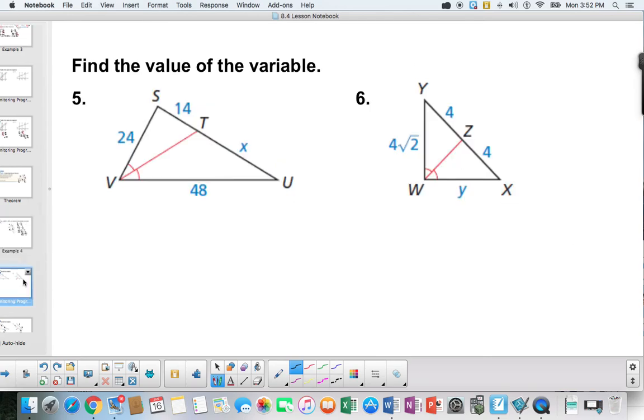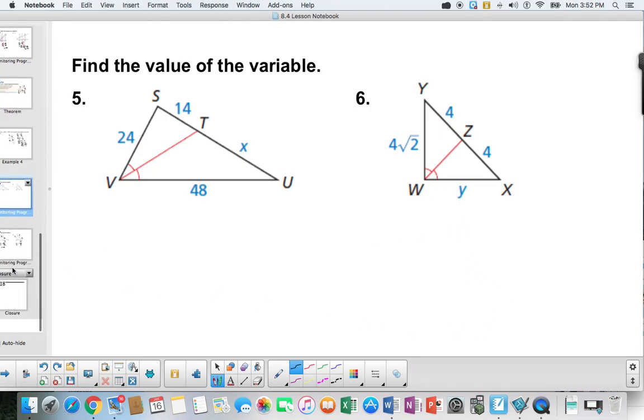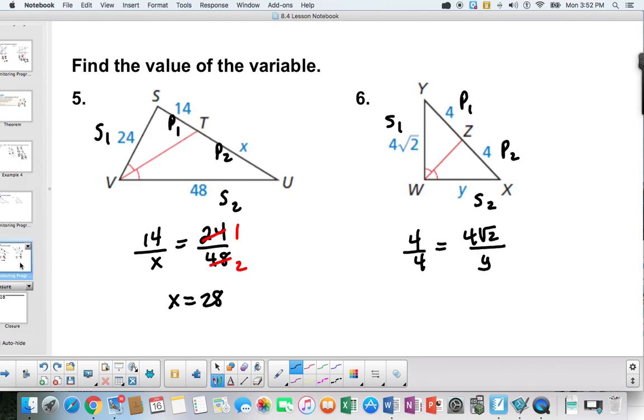Now it's your turn to find the values of x and determine y for number 6. Stop the screencast and see what you can do. And here's the answer. Again, I set it up with part 1, part 2, side 1, side 2, and I am able to find these answers. It looks like I don't have the answer for y, and y will be equal to 4 root 2, and that's because this is in a 1-to-1 ratio, so these lengths have to be the same as well.